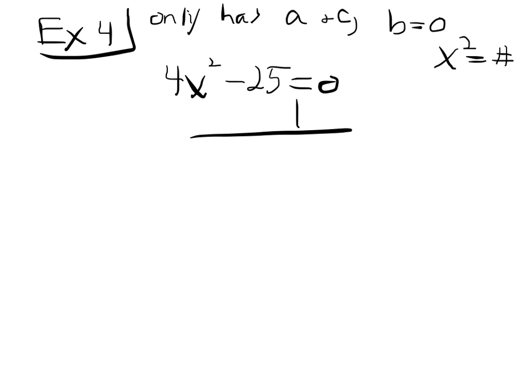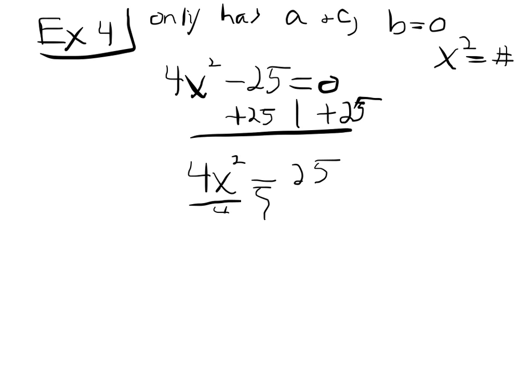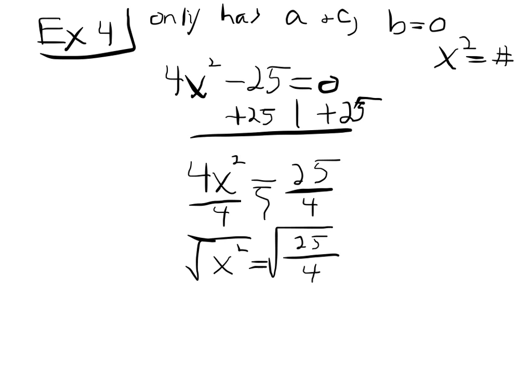So I need to add 25 to both sides. I'm left with 4x squared is equal to 25. Okay, and then I need to finish solving for x, so I need to divide by 4. Divide by 4. X squared is equal to 25 over 4. And that can't be reduced. So now I need to take the square root of both sides. That cancels.